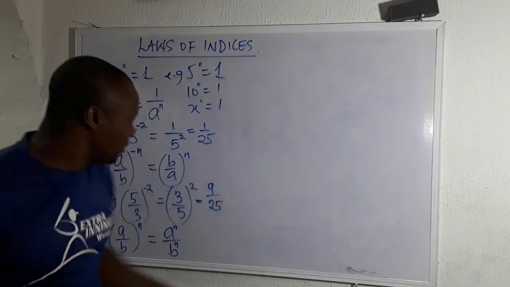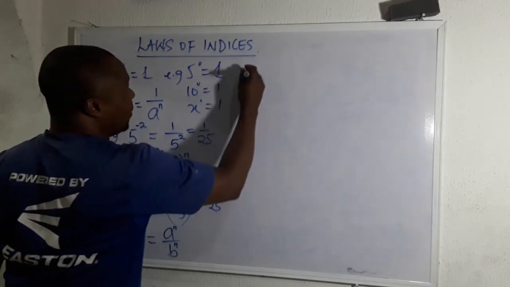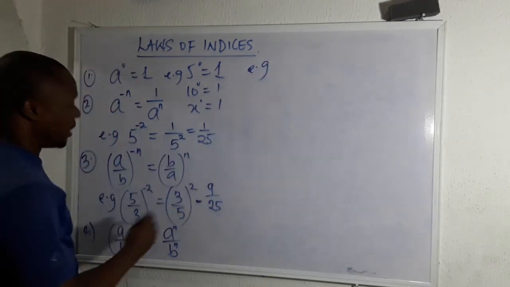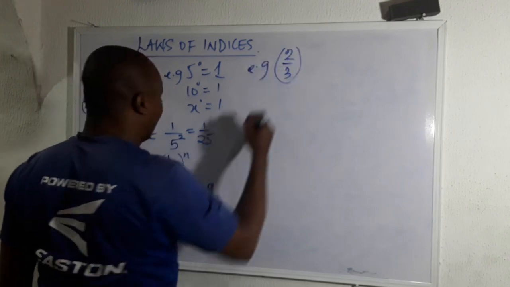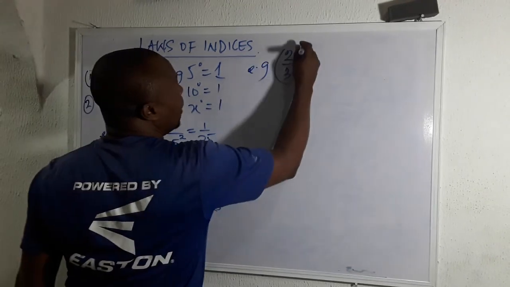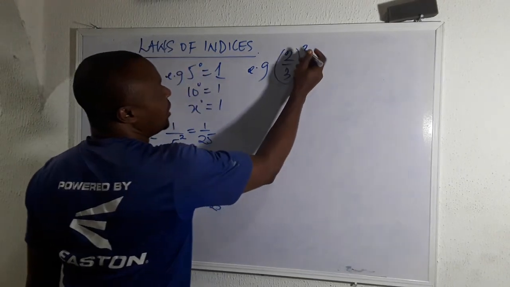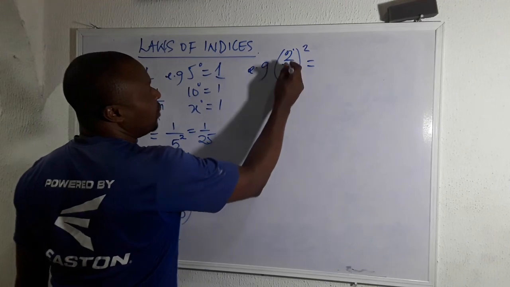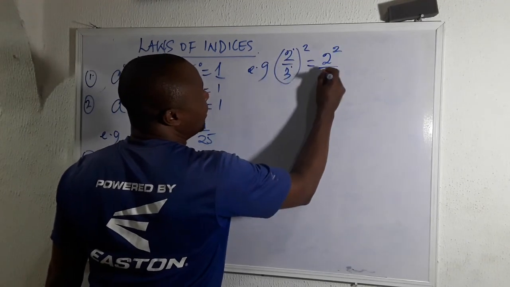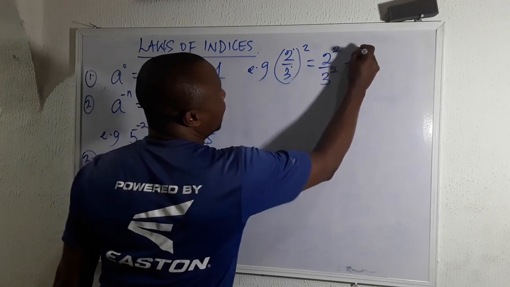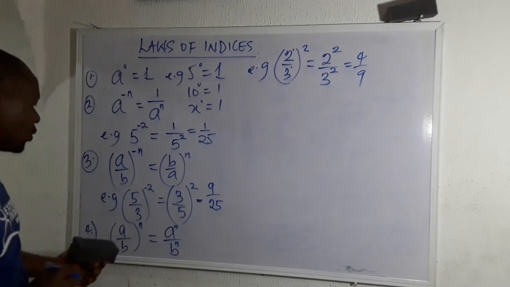Let's take an example of this. We can have 2 over 3 all raised to power 2. This is the same thing as, this 2 is shared by both the numerator and the denominator. So that will be 2 raised to power 2 divided by 3 raised to power 2, and that will be 4/9. So that is pretty much that law.